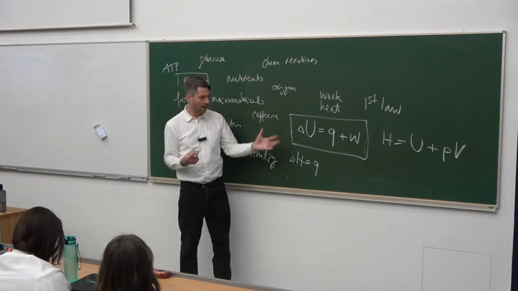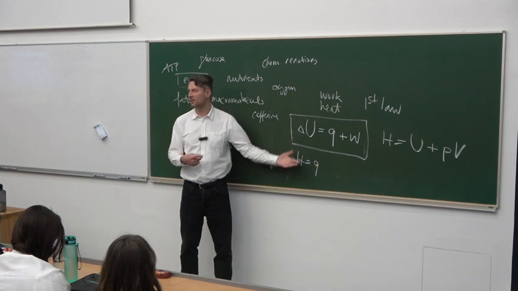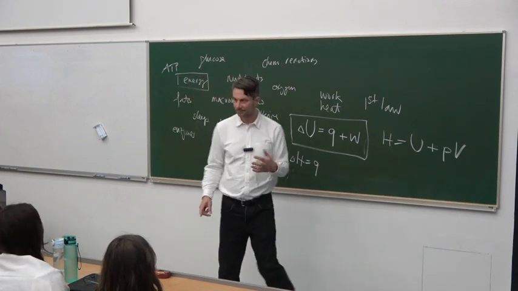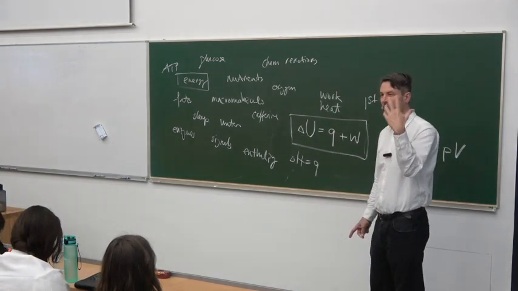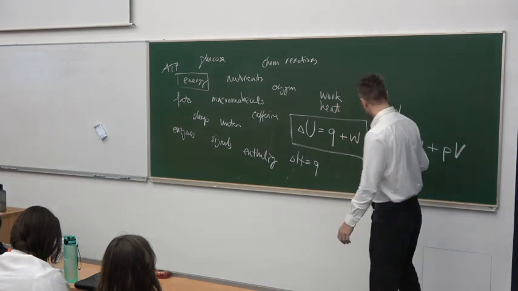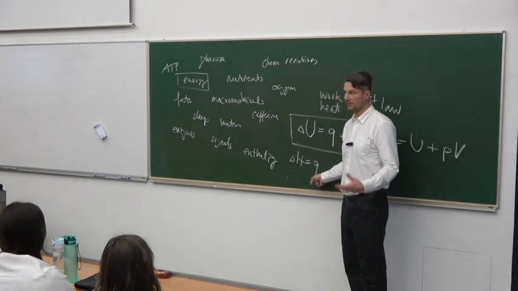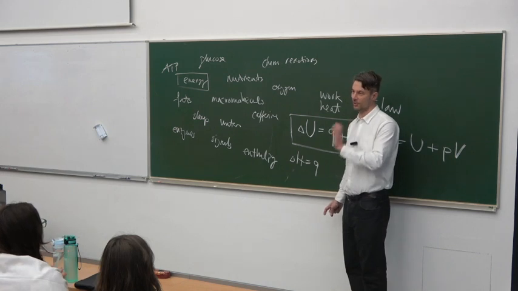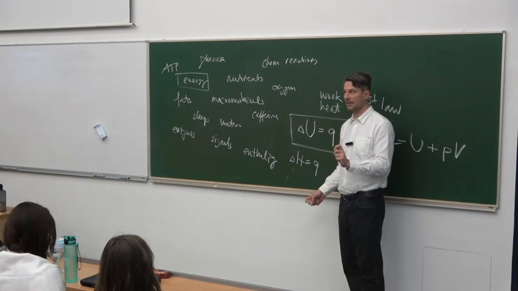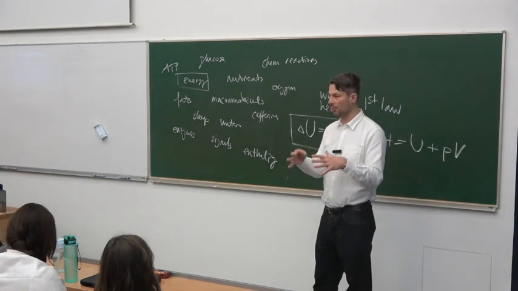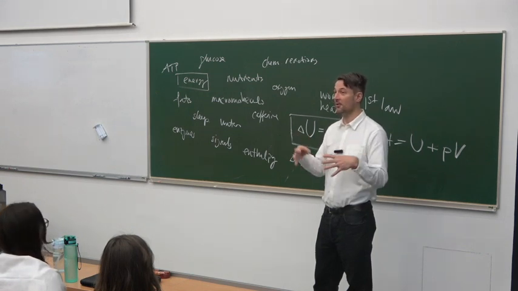How does it work? How is it possible that we can just change this U into H and measure it in a completely different way? I can't really spend too much time with it, so I will just show you the direction of thinking, and if you're interested, you can look it up. Basically, the change of enthalpy is only equal to the heat transferred to the system under very specific conditions. These conditions are that the system is not doing any work on its surroundings except for volume work or expansion work.